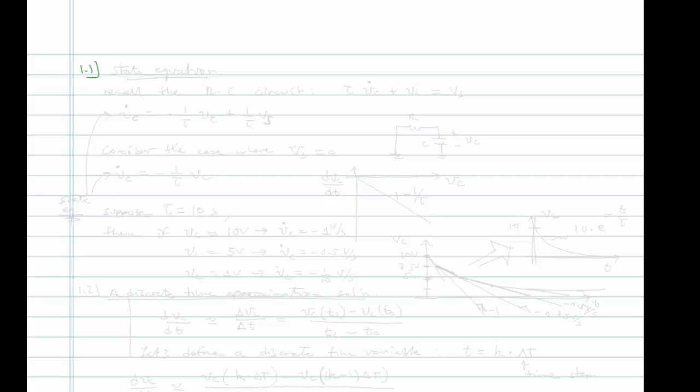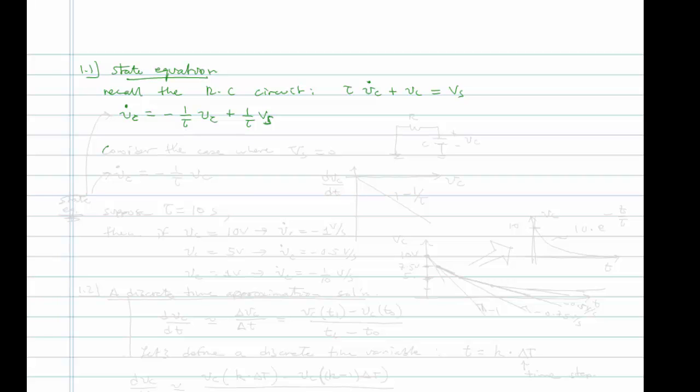So now let's look at the state equation. Let's recall the RC circuit, where we had the differential equation tau times the derivative of the capacitor voltage, VC dot, plus VC is equal to VS. Now let's rearrange this so that we express the derivative of the capacitor voltage in terms of everything else. We'll have minus 1 over tau VC plus 1 over tau VS.